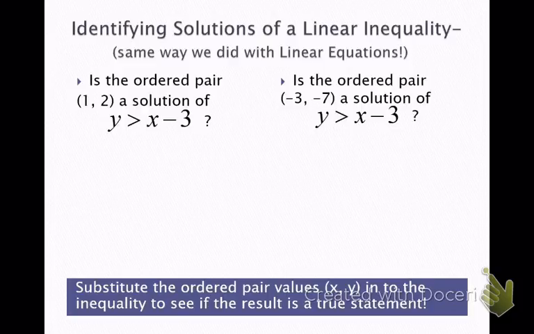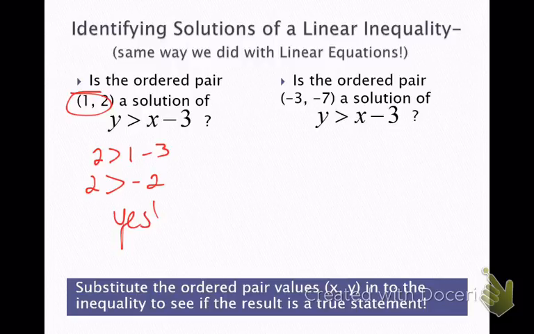First things first. How do you figure out if an ordered pair is a solution? Well, it's the same as we did for linear equations. We're just going to substitute the point in for x and y and see if it makes the equation or inequality true. So for this first one, I'm going to substitute (1, 2), 1 for x and 2 for y, and is 2 greater than negative 2? Yes. So (1, 2) is going to be a solution.